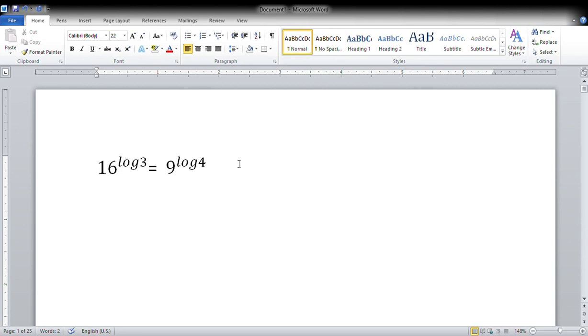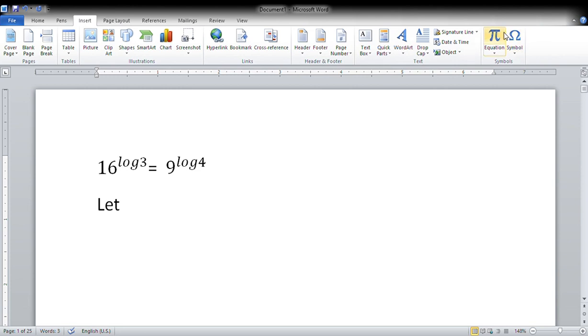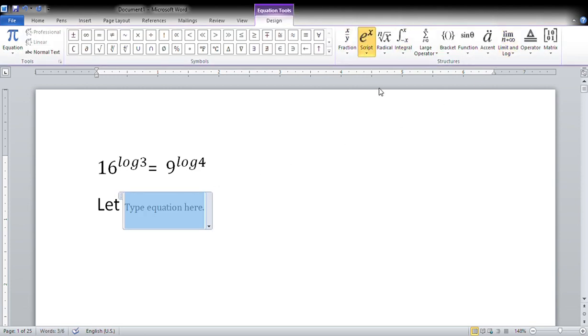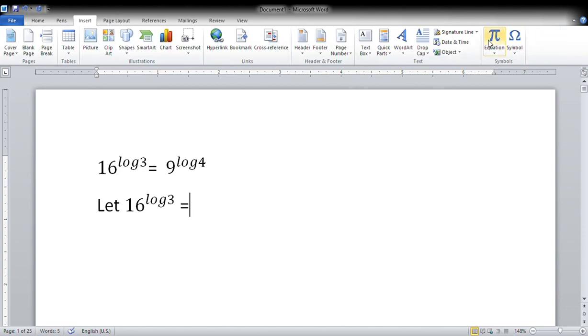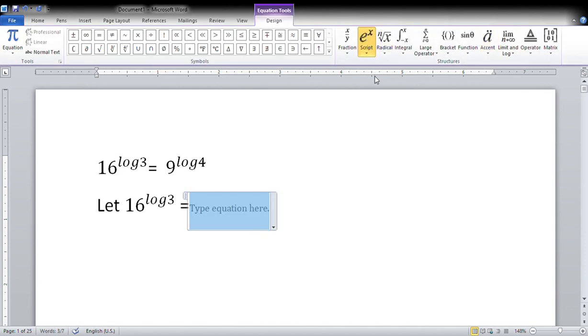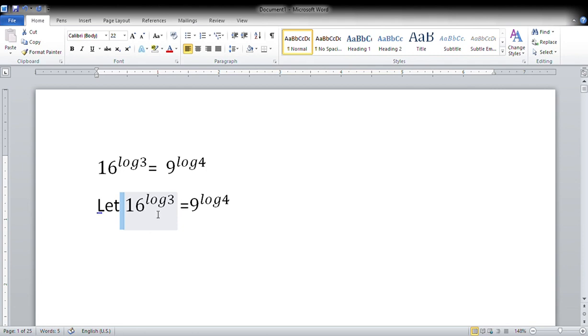In that case, it's better you take both the left hand side and right hand side as the same. So let 16 to the power log 3 be equal to 9 to the power log 4, right? Left hand side, right hand side, both the same, let it be.